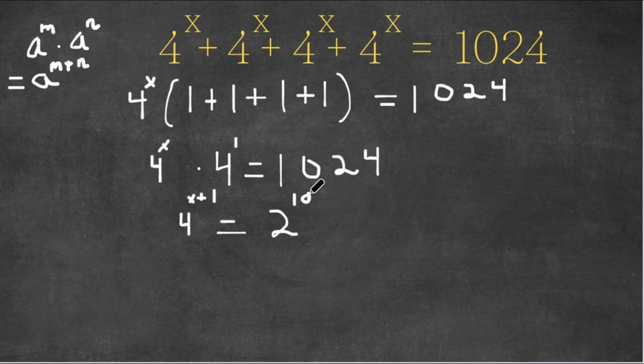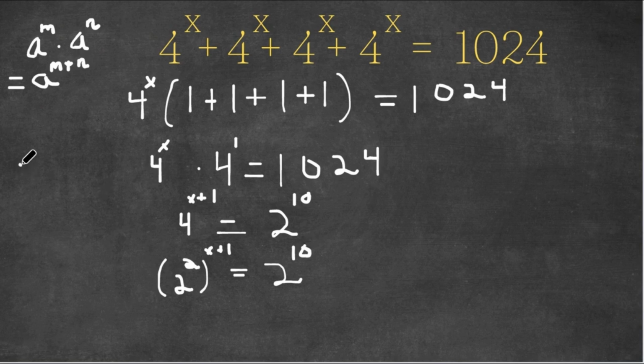So now what I'm going to do is change one of these bases so that they're the same as the other one. Because if we have two same bases, then we could just set the exponents equal to each other and solve. So I'm going to convert 4 to 2. And 4 is actually equal to 2 squared, right? So I'm going to replace 4 here with 2 squared, to the power of x plus 1. This is equal to 2 to the power of 10.